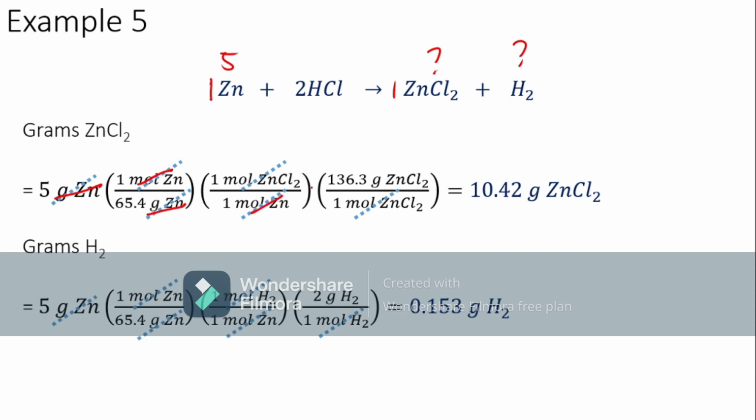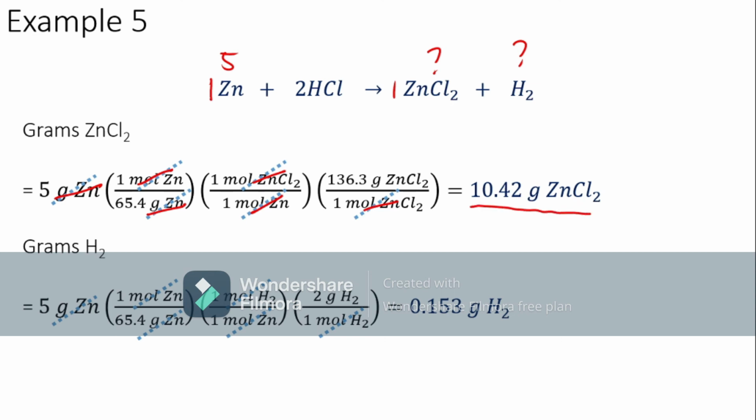Then convert the mole of zinc chloride to mass of zinc chloride. We will use the molar mass. So mole of zinc chloride cancel. The grams on top remain. So we will have 10.42 grams of zinc chloride.